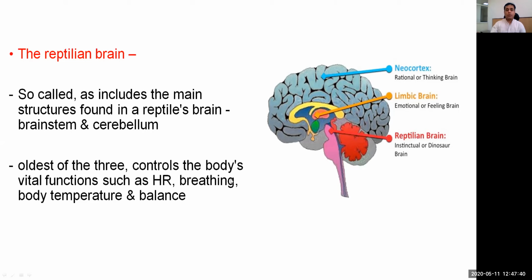Oldest of the three, controls the body's vital functions such as heart rate, breathing, body temperature, and balance. This is the reptilian.